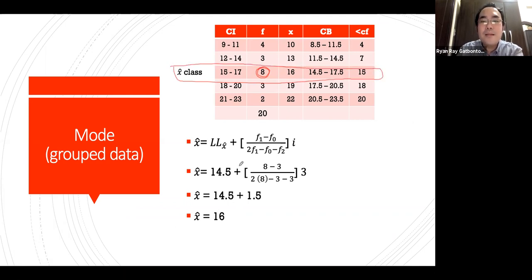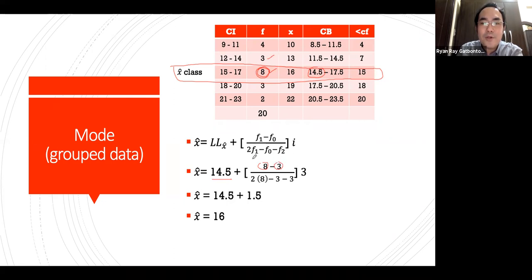Right. Now, we have to replace the values. So based on our formula, this is the lower limit of the modal class. So we place 14.5 in here. Now, we get the frequency of the modal class, okay, which is 8. This is F1, 8. And we get the frequency of the class preceding the modal class. So this is the one that we're looking for. So we place it here.